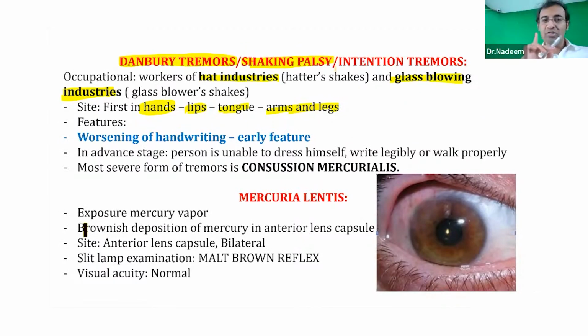Some other diseases of mercury poison we are going to learn. Mercury poison is extremely important. Even if there is deposition of mercury vapor in the anterior lens capsule, you can see a picture like this. Brown color. There will not be any problem in vision. No issues, but you can see a brownish deposition. This is called mercuria lentis.